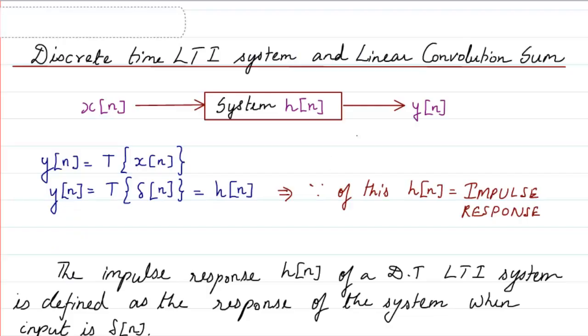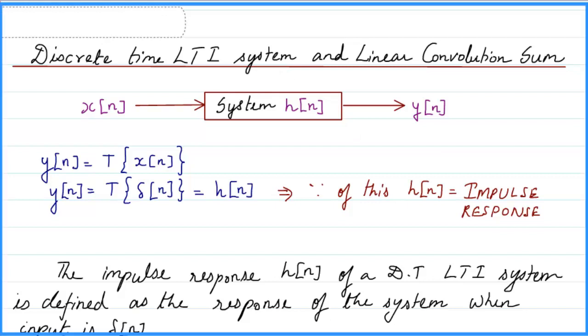Hello students, we move to the next topic, which is discrete time LTI system and linear convolution sum. What you should remember here is that this linear convolution sum is an important mathematical operation that will help you find out the output of this system, which has an equation of h of n and an input x of n. So you can find out y of n if you know h of n and x of n.